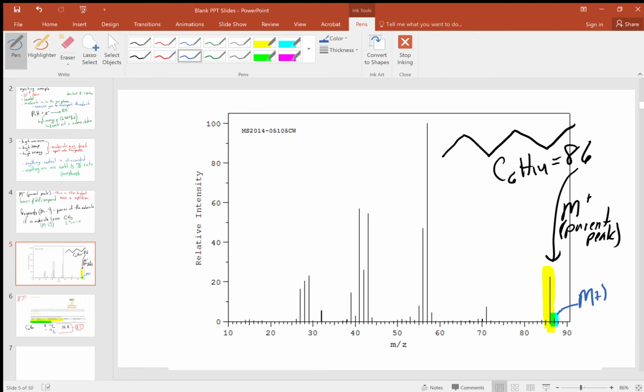All right, what about fragments? Are there fragments that we can identify? Well, what happens if we start breaking this molecule apart? So let's say we chop off a methyl group there. So we had C6H14. If we chop off a methyl group, we end up with C5H11. The mass for C5H11 is 71. And here we see a small peak, but still a peak present at 71, which is our M minus 15 peak.